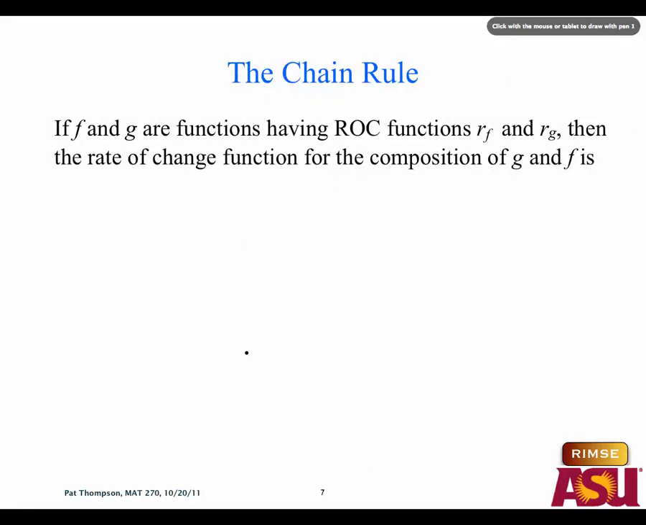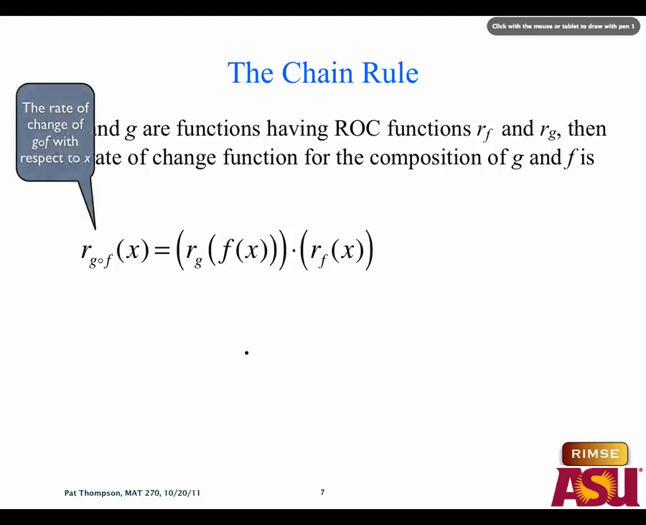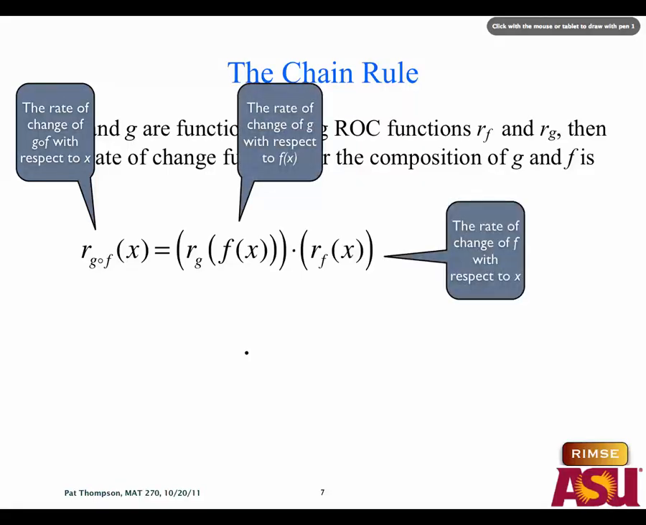So here it is. This is called the chain rule. The chain rule is if you have f and g, having rate of change functions rf and rg, then the rate of change function for the composite is the rate of change of g. Okay. So the rate of change of the composite function g of f of x is the rate of change of g with respect to f of x times the rate of change of f with respect to x.